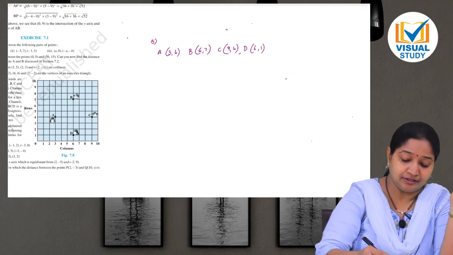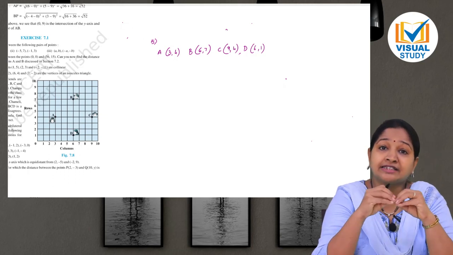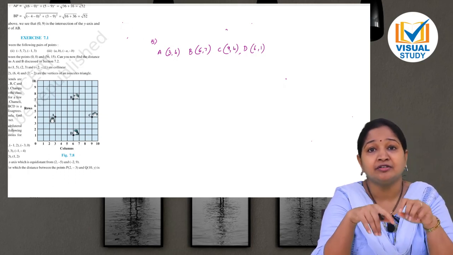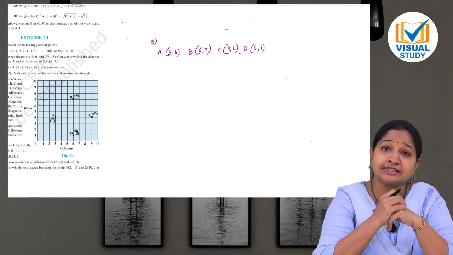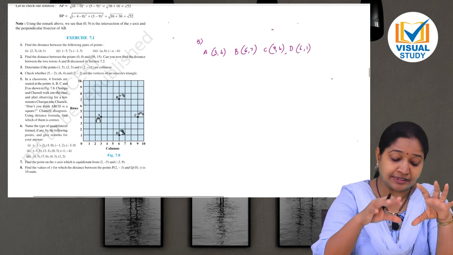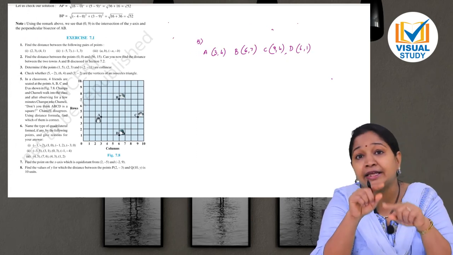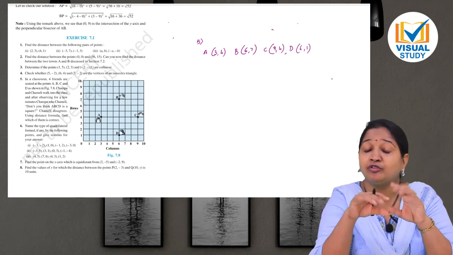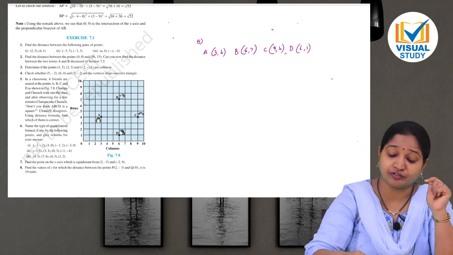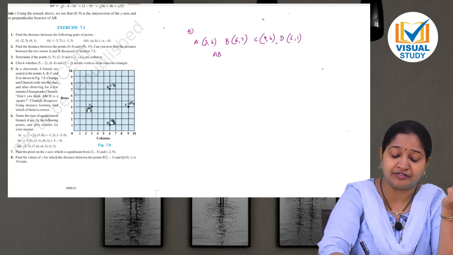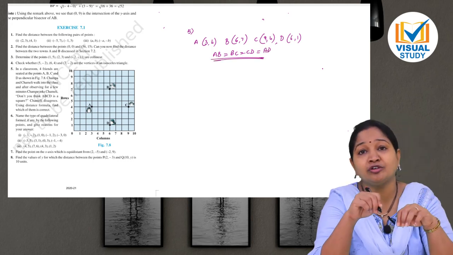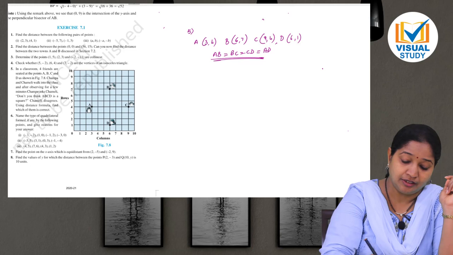B, C and D. Now, by the distance formula, we have to see whether all the distances are equal or not. Why? Because the discussion was whether ABCD is a square. And the property of a square is that all the sides should be equal. That means we have to see whether AB is equal to BC, equal to CD, equal to AD. So we have to find this by our distance formula.